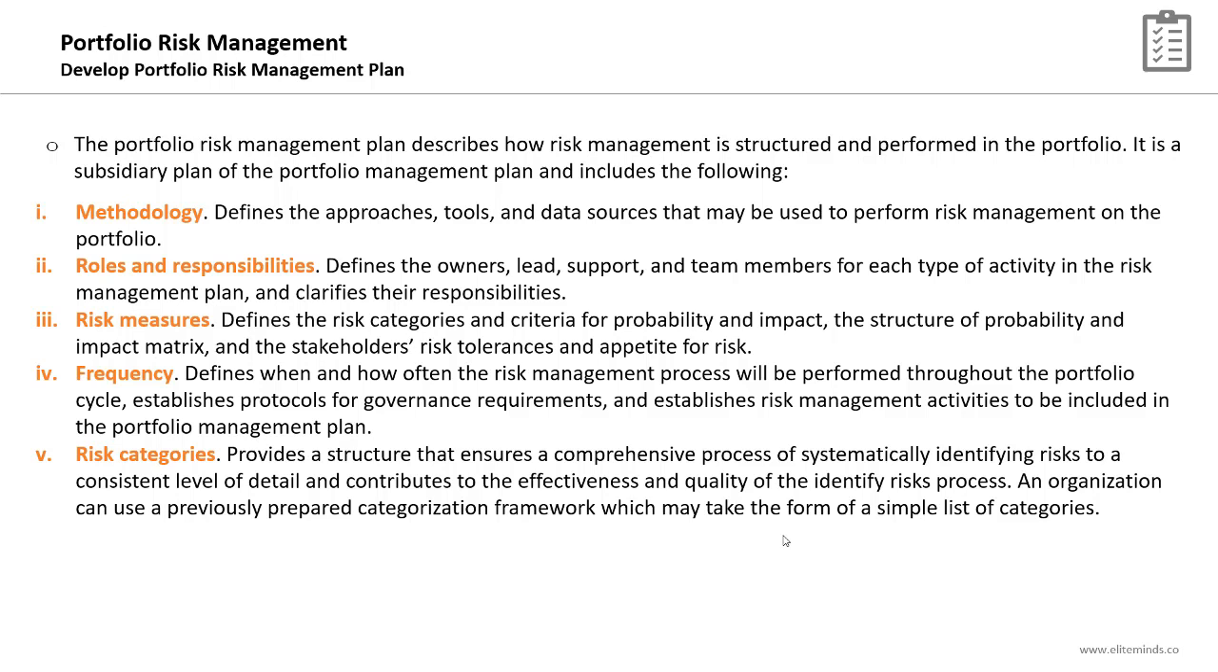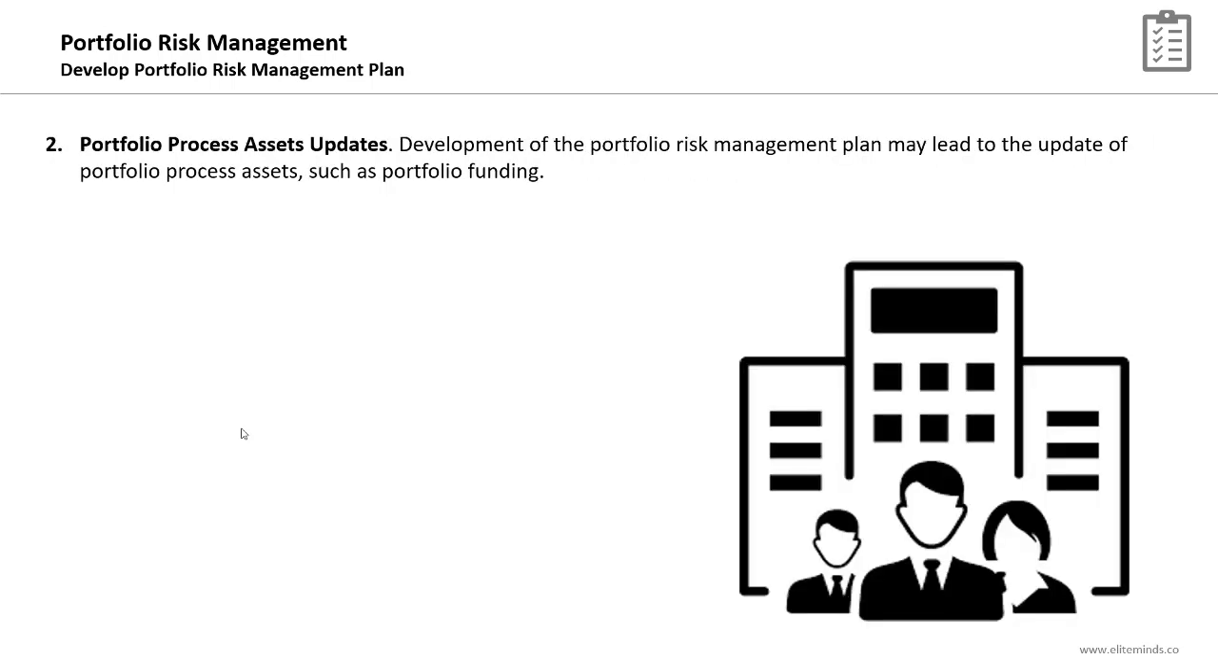An organization can use a previously prepared categorization framework, which might take the form of a simple list of categories. So depending on the complexity level of the portfolio and the risk exposure in the portfolio, you will have more than these sections in some situations, but these are the minimum sections you should expect in a portfolio risk management plan.